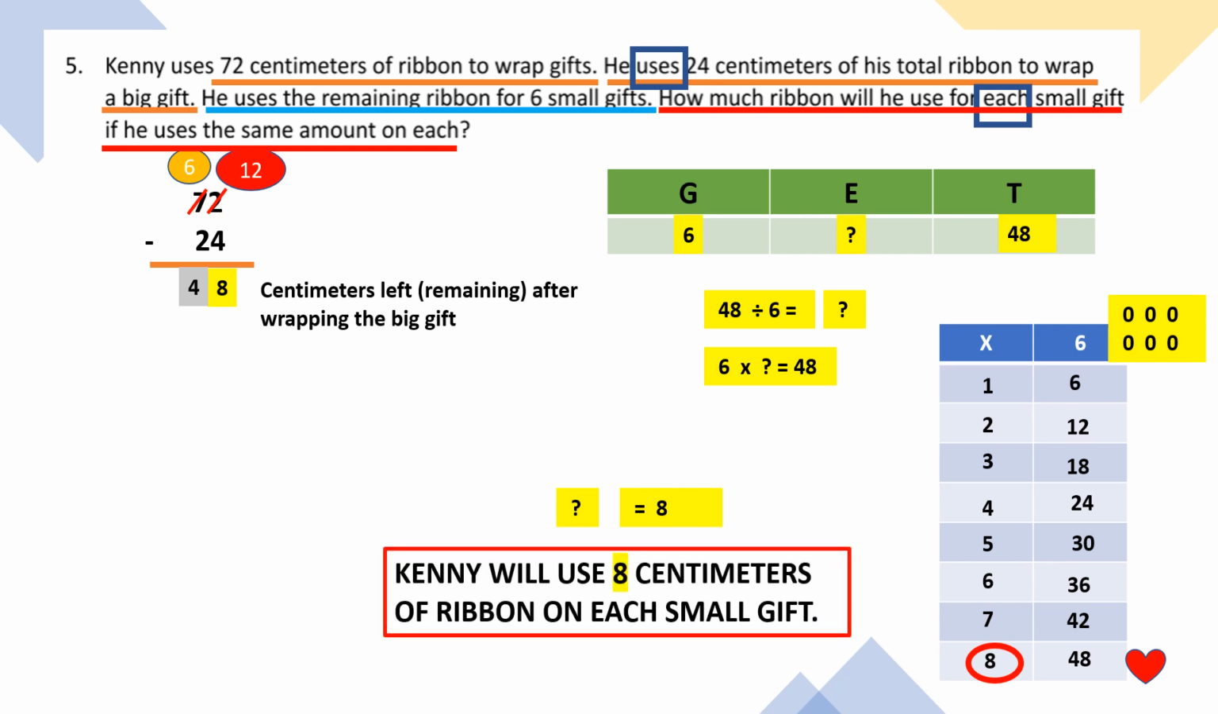So that means my answer in a complete sentence is that Kenny will use 8 centimeters of ribbon on each small gift. Go ahead and check your work against what I've done here. Make sure you pause the video if you need to write things down.